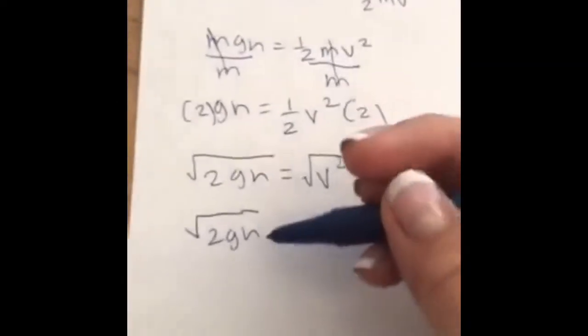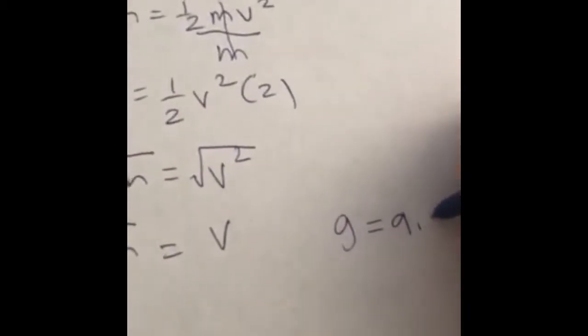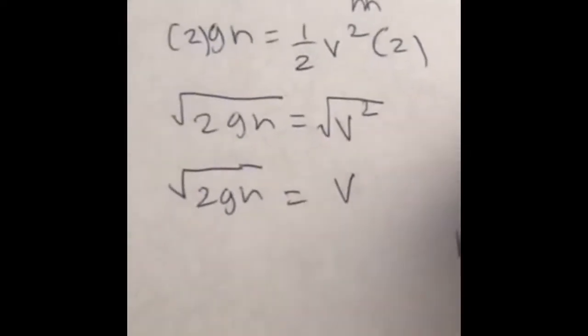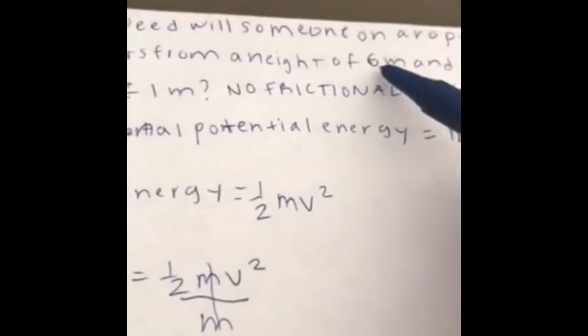So now it's time to plug in numbers for our variables. We know that g is equal to 9.81 because it's a constant, and h, we can find by subtracting our heights from each other. From the top to the bottom, 6 and 1. So h is 6 minus 1, which is 5 meters.